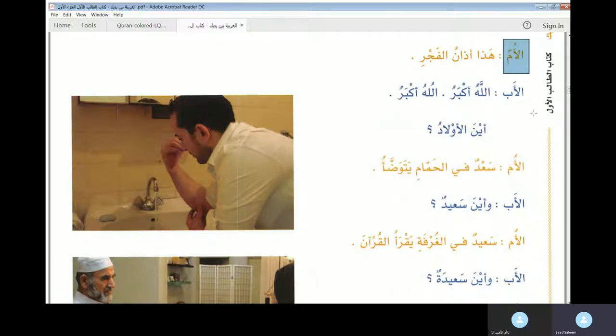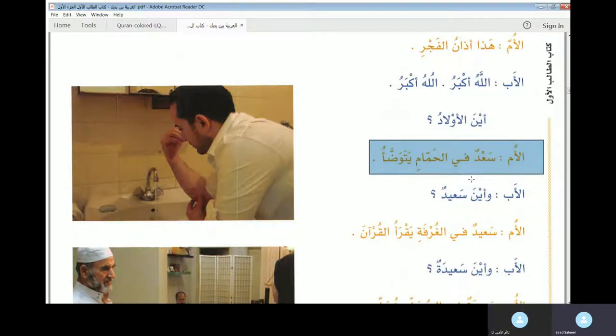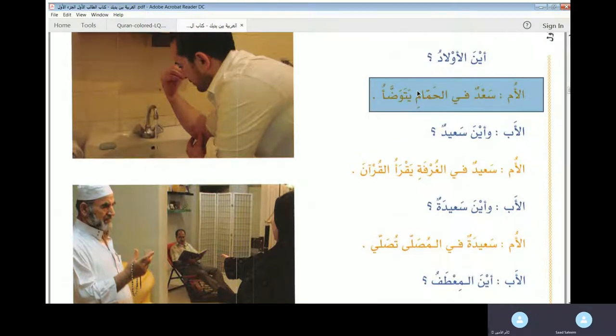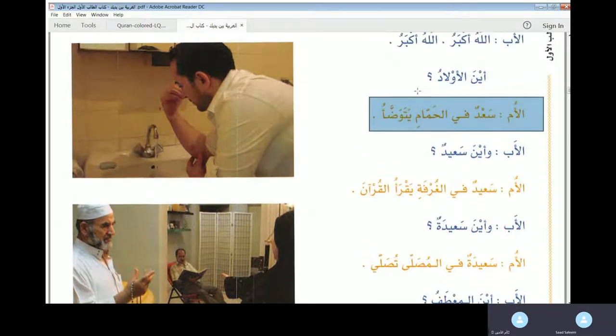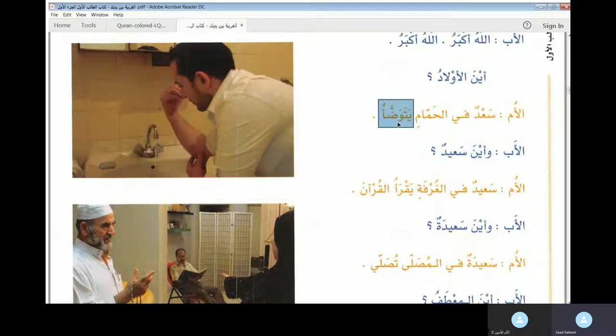Al-Umm means mother. Al-Ab means father. Mother: Sa'dun is in the bathroom, making wudu. He is making wudu. So he's in the bathroom making wudu? Yes.